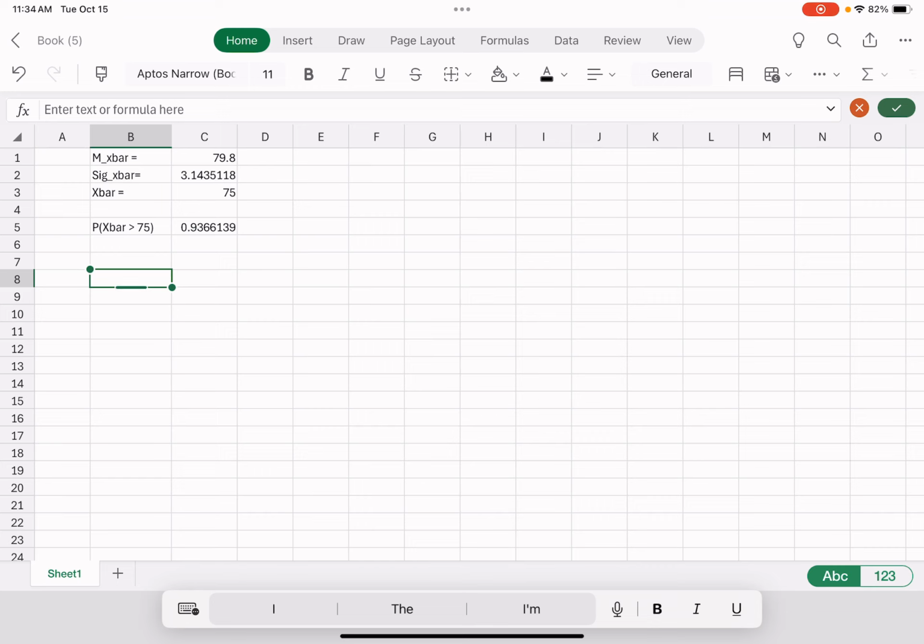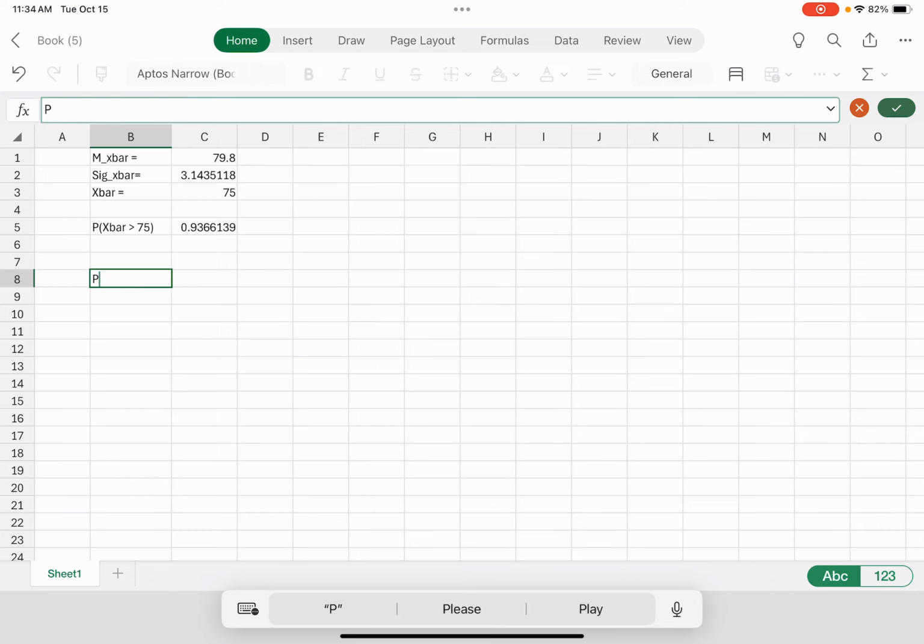Okay, so I'm going to go to Excel. I'm going to type in my relevant information. The first thing I want to put in is the assumed population proportion. So that's going to be p. That's going to equal 47.